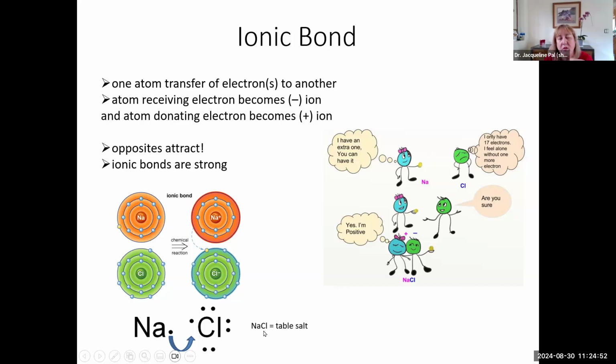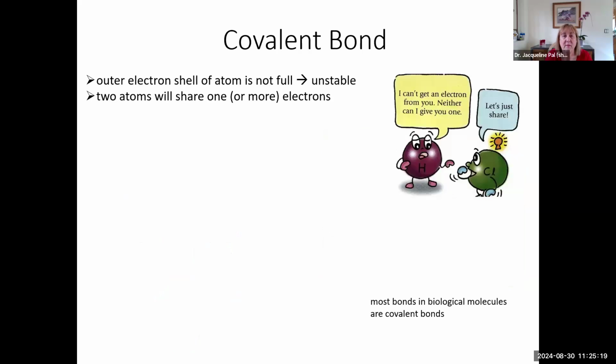And sodium chloride has an ionic bond and becomes the molecule sodium chloride, which is table salt, which is very strong. We can set table salt on the table and it'll be there for thousands of years. It will not break down because this ionic bond is very strong. So that's the first type of chemical bond.